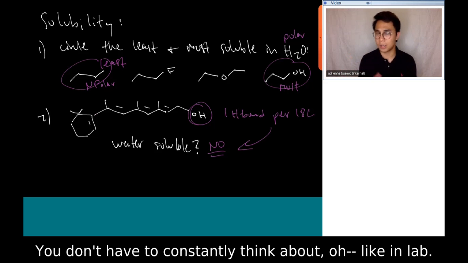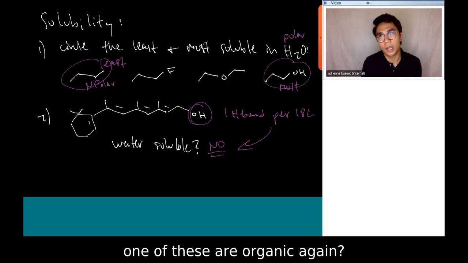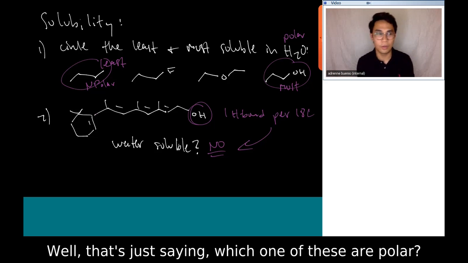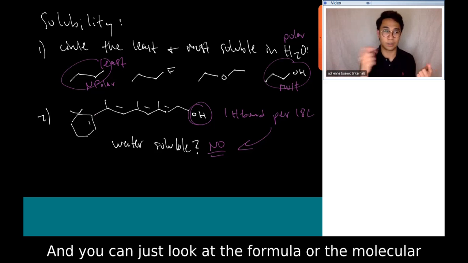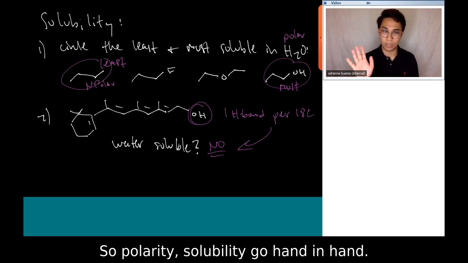You don't have to constantly think about, oh, like in lab, I'm pretty sure in lab you're kind of like, which one of these are organic again, or which one of these are aqueous? Well, that's just saying, which one of these are polar, which one of these are non-polar. And you can just look at the formula or the molecular formula, and you got it, right? So polarity, solubility go hand in hand, right?